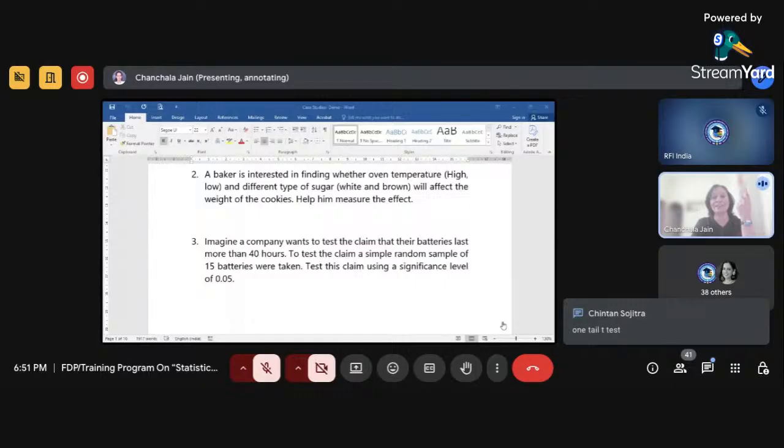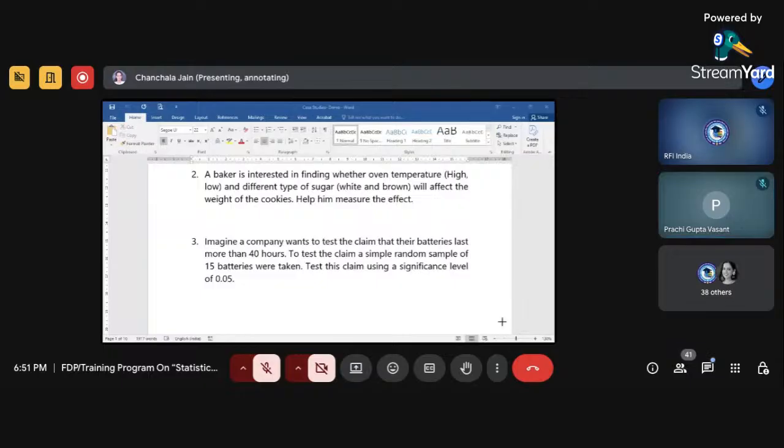One tail t-test. Yes, ma'am. One tail t-test. It is one sample. It's not one tail. It is one sample t-test. Yes, ma'am. Answer is correct. It's one sample t-test. Okay.